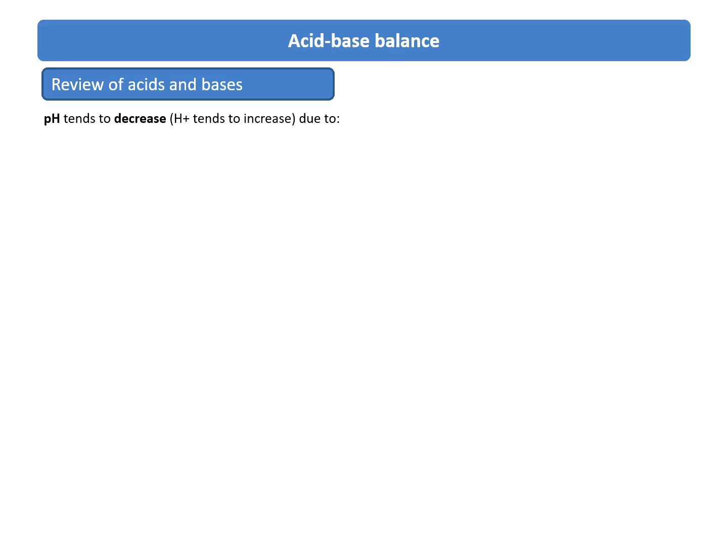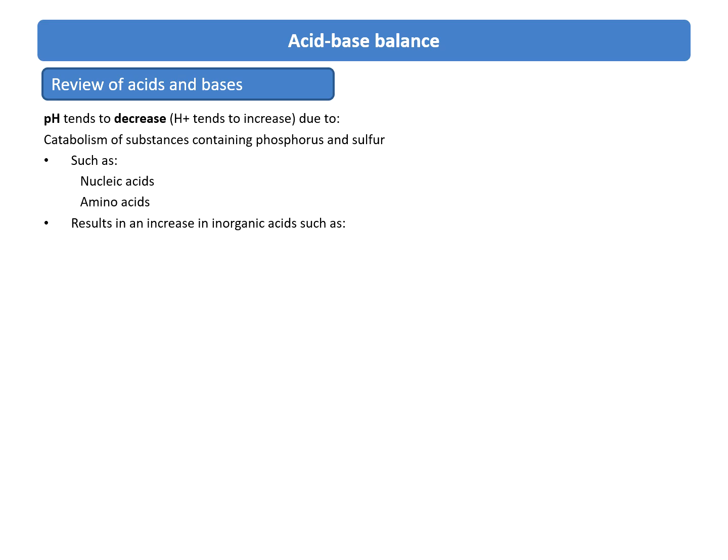pH has a tendency to decrease. That is, the hydrogen ion concentration tends to increase. This is due to a number of factors. Metabolism of substances containing phosphorus and sulfur, such as nucleic acids and amino acids, results in an increase in inorganic acids, including phosphoric acid and sulfuric acid.